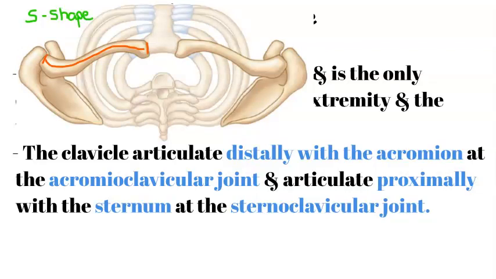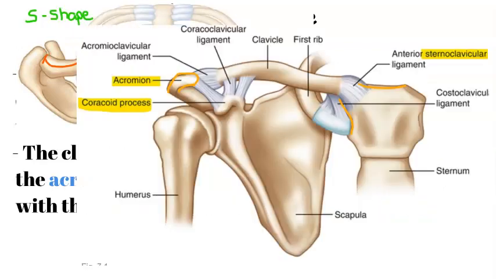This first picture shows the S-shaped bone of the clavicle and the only osseous link. The second picture shows the attachment of the ligaments surrounding the clavicle. At the sternal region, we have an anterior sternoclavicular ligament. We have a costoclavicular ligament. At the distal end, we have the acromioclavicular ligament that attaches between the clavicle and acromion. And there's also a coracoclavicular ligament that connects between the coracoid process and the clavicle.